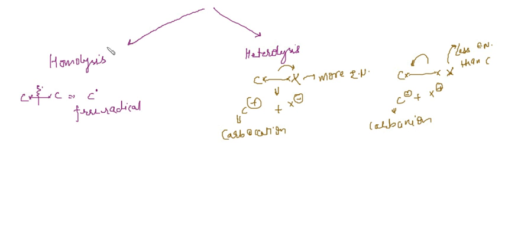So in heterolysis there could be formation of a carbocation or a carbanion. But in homolytic bond fission, there could be formation of free radicals only.